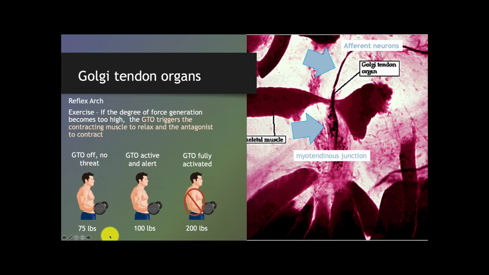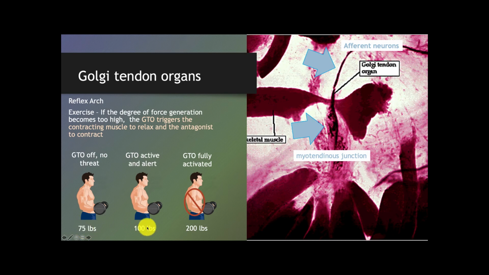Let's say this strong, strapping young lad here is curling 75 pounds. Well, let's say 75 pounds is this individual's 60% of his 1 rep max. So in this condition, since it's 60% of the 1 rep max, the Golgi tendon organ is off. It's really not seeing any threats with this weight, simply because this is a controlled movement, because it's a load that this person is comfortable with.